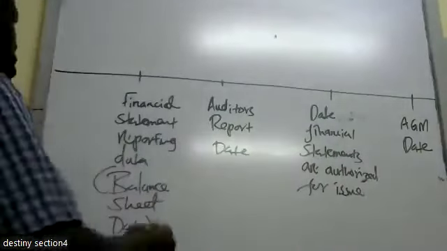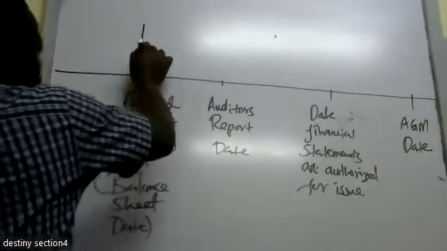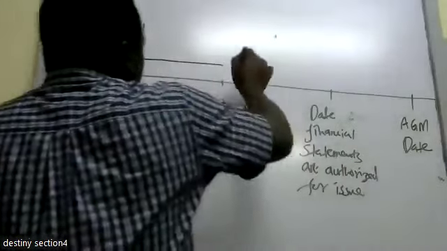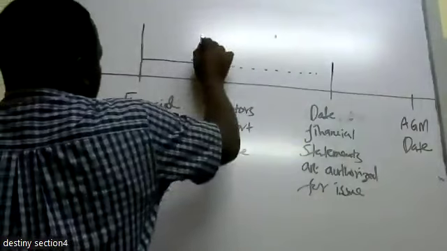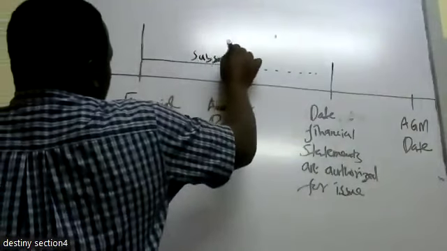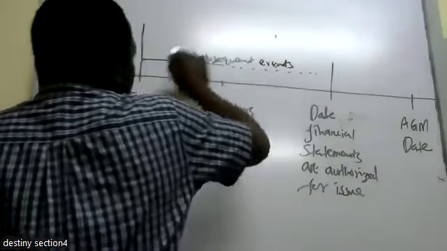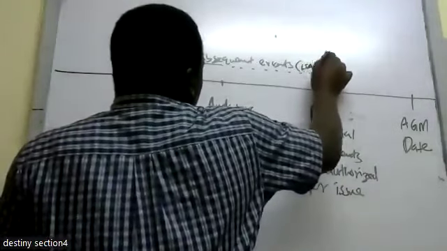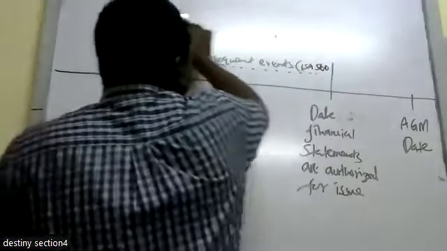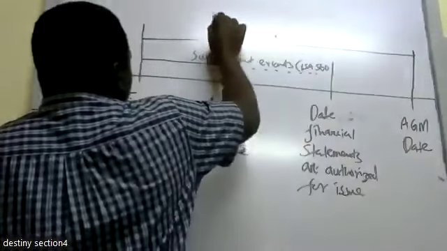So there are key events which happen between these dates. How many are here? What we call the subsequent events. Oh, balance sheet events.